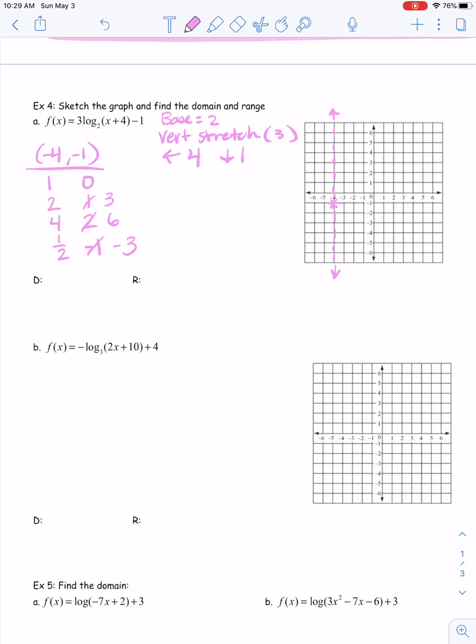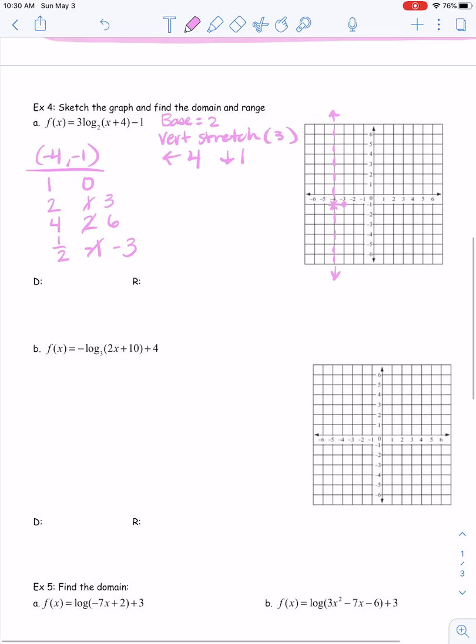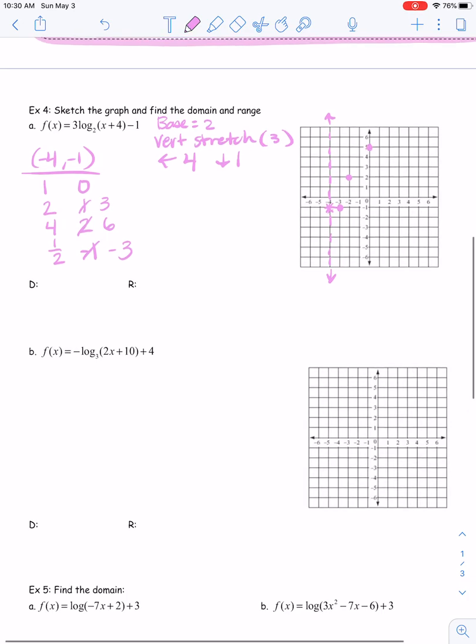So from -4, -1, I'm going to go right 1 up 0, which is here. I'm going to go right 2 up 3. 1, 2, 3. I'm going to go right 4, 1, 2, 3, 4 up 6. 1, 2, 3, 4, 5, 6. And then I'm going to go right 1/2 and down 3. 1, 2, 3. And so there I get that shape of that logarithmic graph.